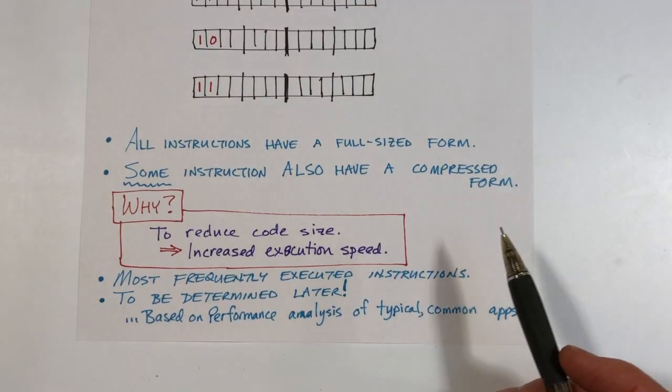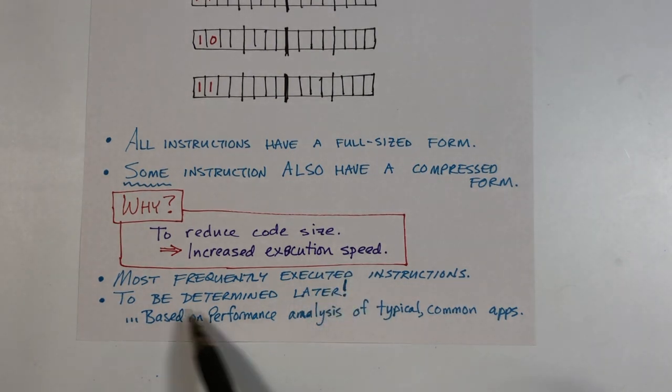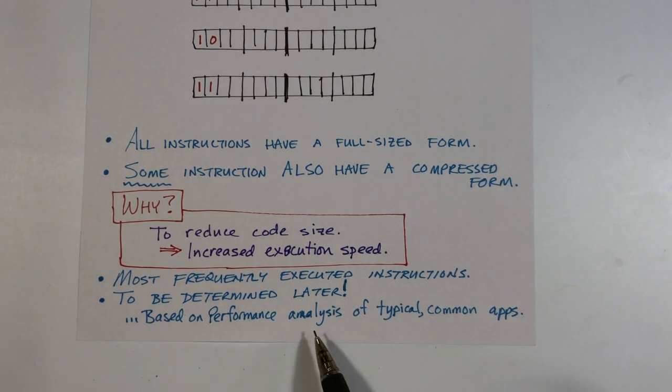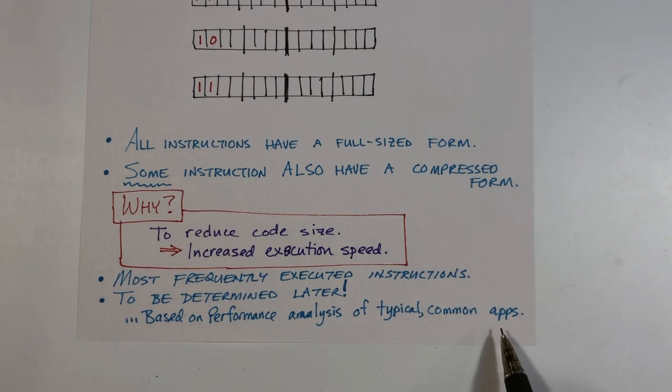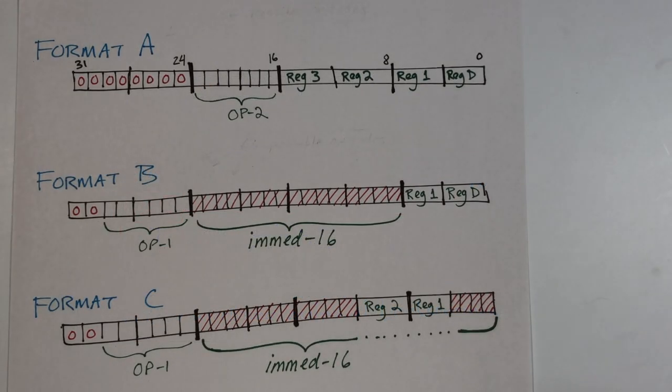We are delaying determining what the compressed instruction formats will be until later. We want to get some good performance data and analyze common applications to determine which instructions are executed very often and what instructions will yield the greatest performance benefit by being compressed. How are assembly code instructions translated into machine code?